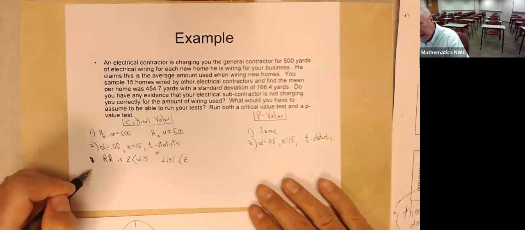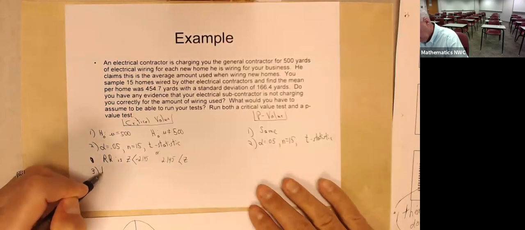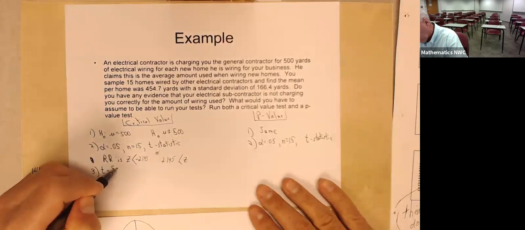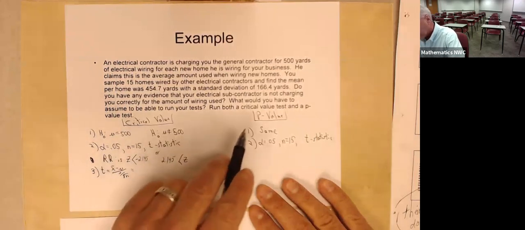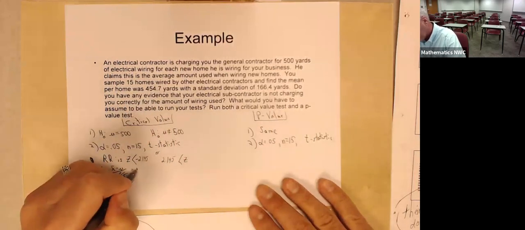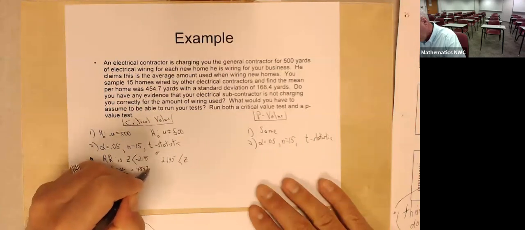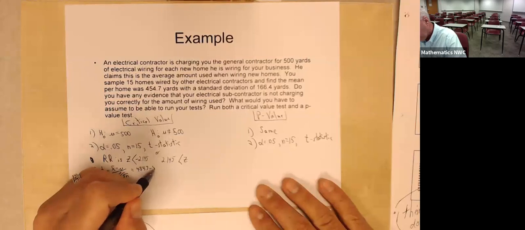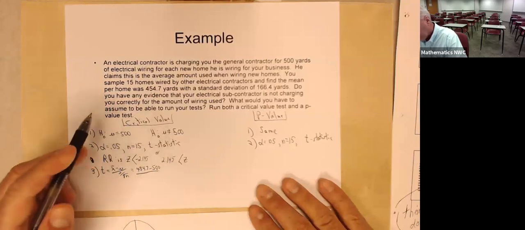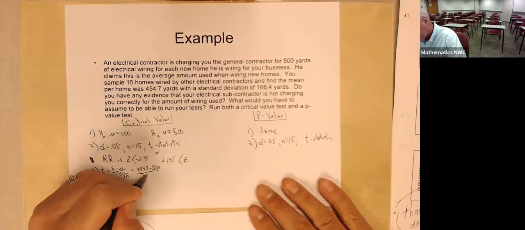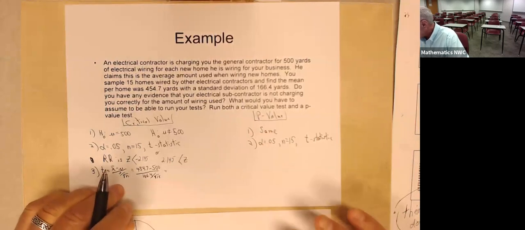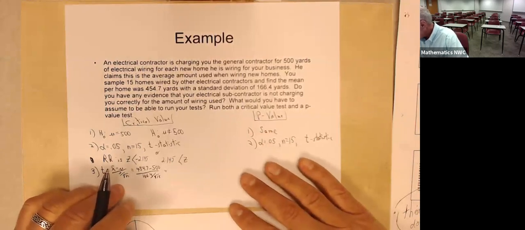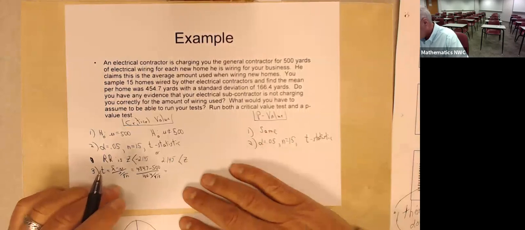Then I calculate my t-score. It's the same formula, x bar minus the mean divided by s over the square root of n. So my sample was 454.7 minus the hypothesized 500 divided by the standard deviation 166.4 over the square root of 15. When you do that calculation, the t turns out to be a negative 1.05.